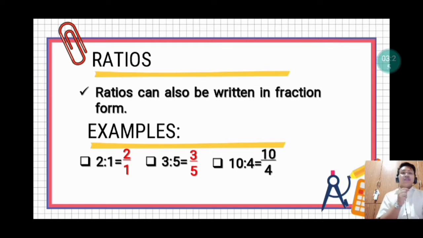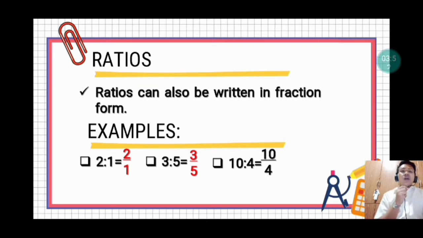However, this fraction is in higher value. Okay? So, we need to reduce this fraction to simplest form. We need to simplify this fraction. So, how are we going to do that? Of course, we need to think of a number that is a GCF of both the numerator and the denominator.